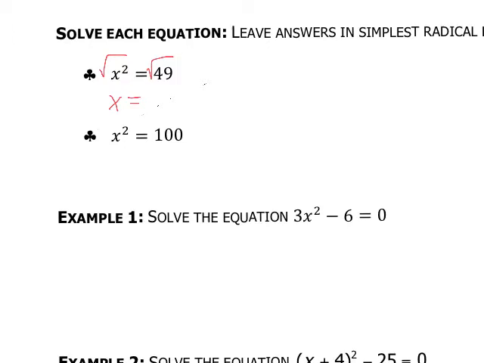7 or negative 7. Okay, so let's think about this for a second. The square root is asking what could I multiply by itself to get the number under the square root. So what number could I multiply by itself to get 49? You guys all said 7, which is correct. 7 times 7 is 49, so x does equal 7. But what else could I multiply by itself that would give me 49? Negative 7, because negative 7 times negative 7 is also 49.